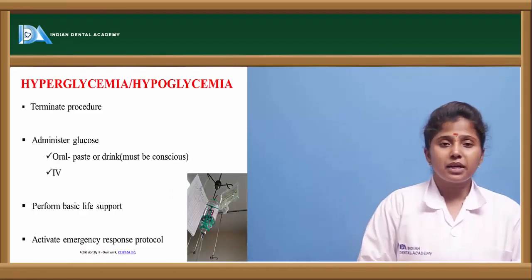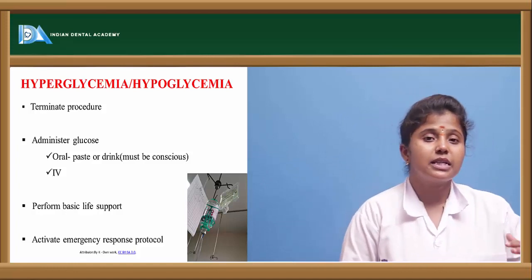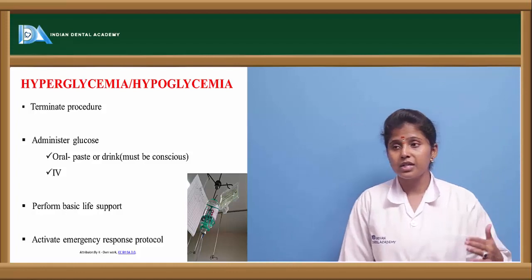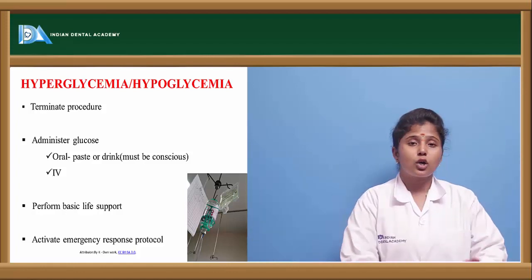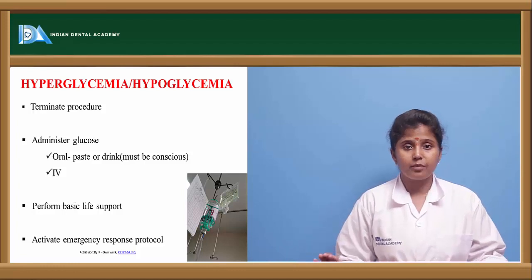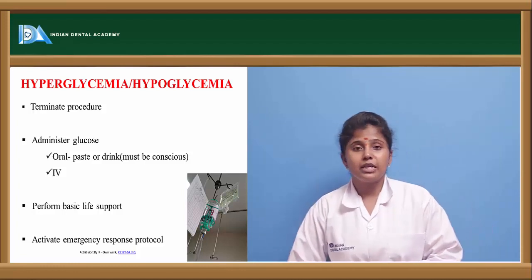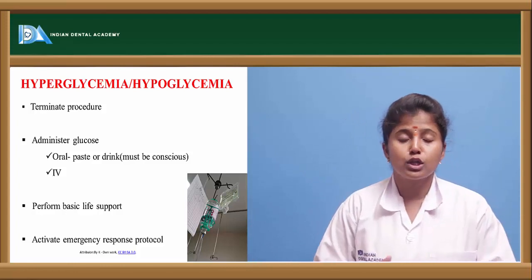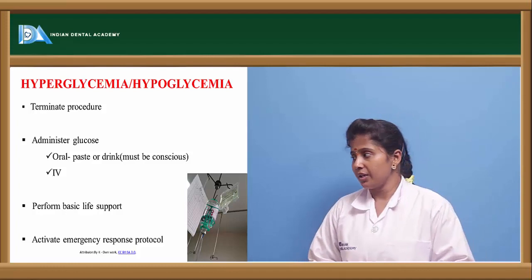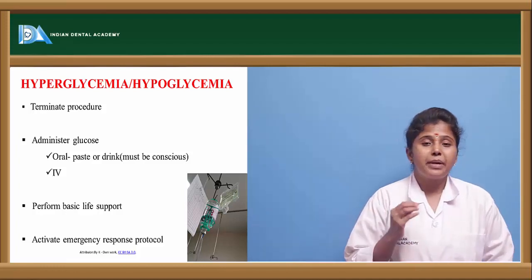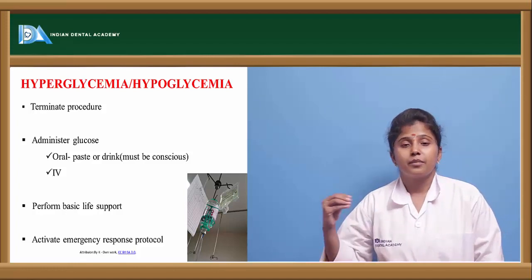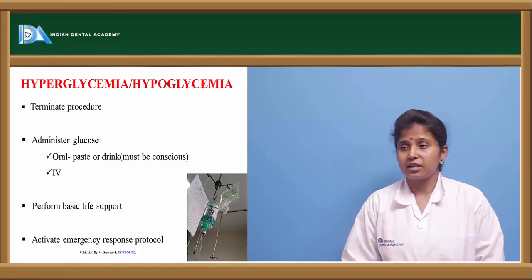The other one is hyperglycemia or hypoglycemia. When there are elevated blood glucose levels or decreased blood glucose levels, first we need to stop the procedure. We should not give any type of dental therapy for that particular patient, and we need to administer glucose. This glucose can be administered either orally or as an IV infusion, and we need to give basic life support for the person, and immediately the person should be moved to the medical emergency as soon as possible.